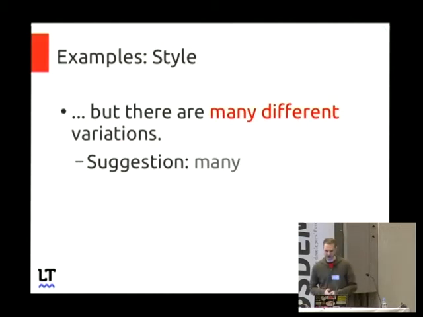Here's an example for a style alarm you might get. If you write something like "there are many different variations," LanguageTool suggests to use just "many." That's because "variations" kind of implies the "different" already. And whether you agree, of course, with these style suggestions, it's kind of up to you whether you consider these useful.